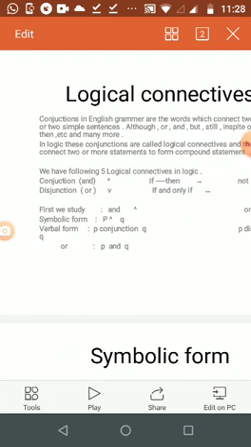So this is about logical connective AND. Now we have another logical connective called disjunction, and we denote it by V, or it is OR. OR means either P or Q, or both.